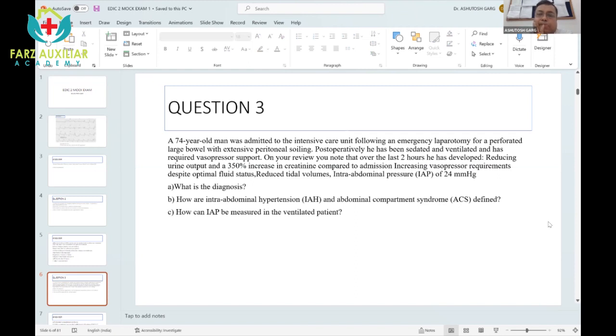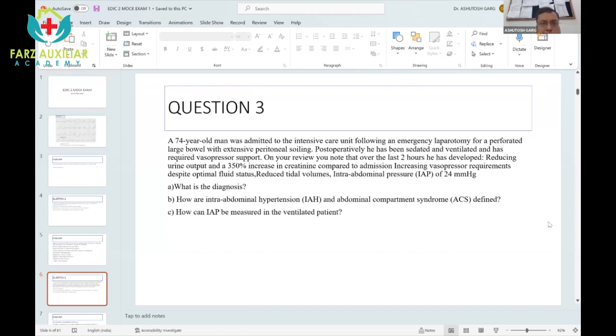Should I proceed with the answer? Yes, please. This is probably a case of abdominal compartment syndrome and intra-abdominal hypertension. How can you say this? So we can see that he has been operated for a major surgery, and he has received crystalloid resuscitation, and after that there's a drop in urine output as well as increase in creatinine, which indicates that there's evidence of end organ hypoperfusion.